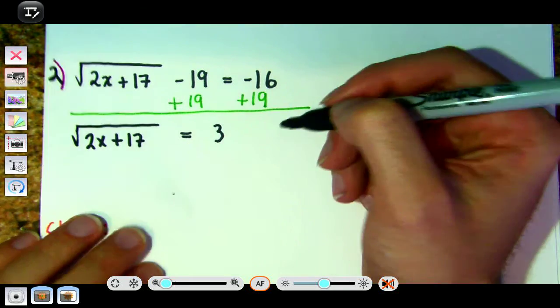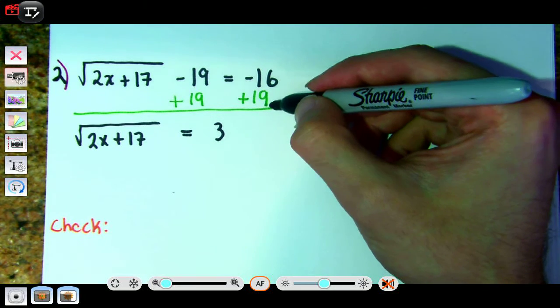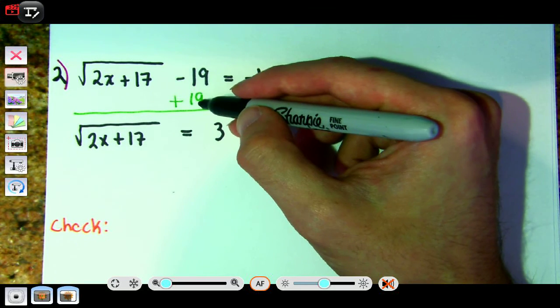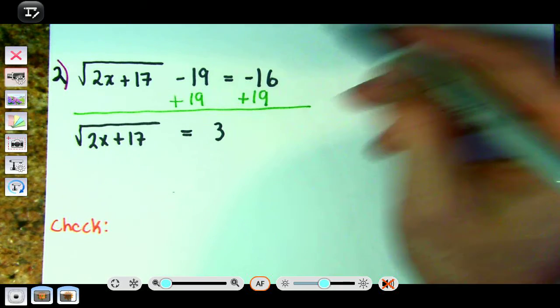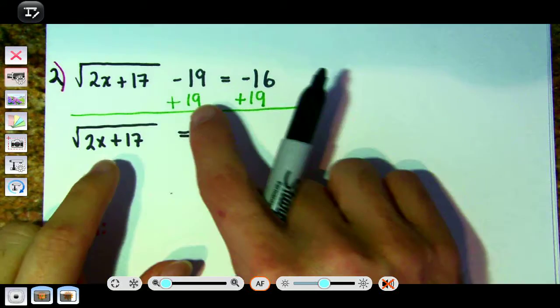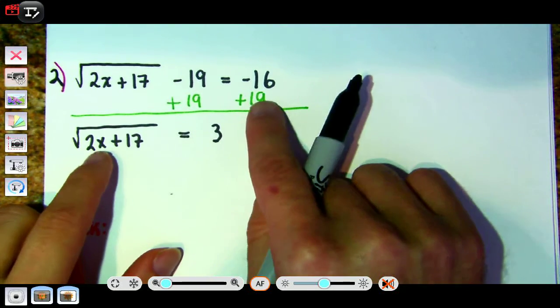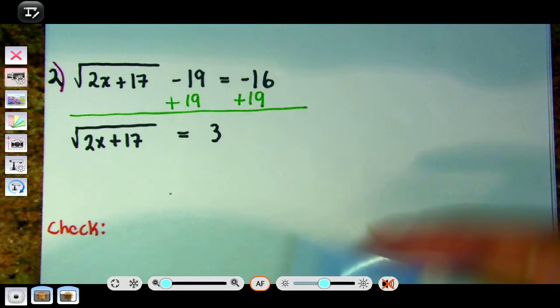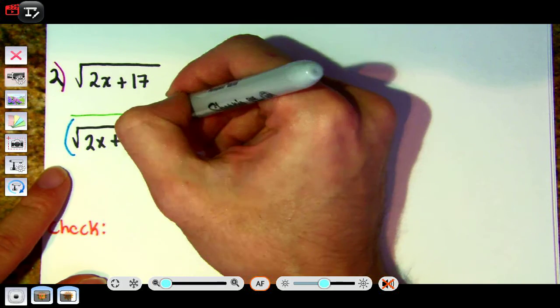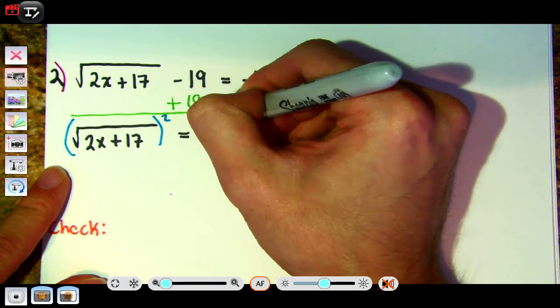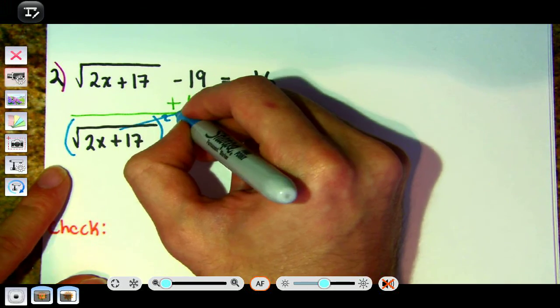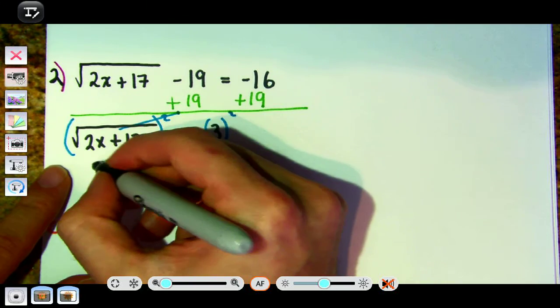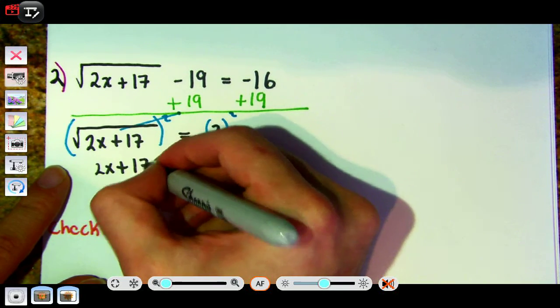Right? Negative 16 plus 19 is 3, and negative 19 plus 19 is 0. Right? Okay. Why did we add 19 on both sides? So we can get the square root by itself. Now that the square root is by itself, what can we do? We can square both sides. So then this cancels, and what are we left with? 2x plus 17 is equal to 9.